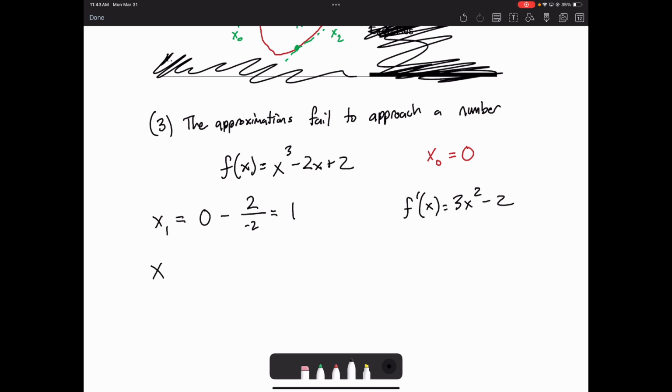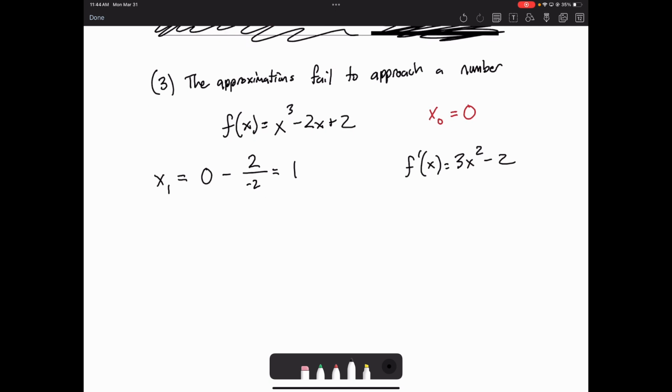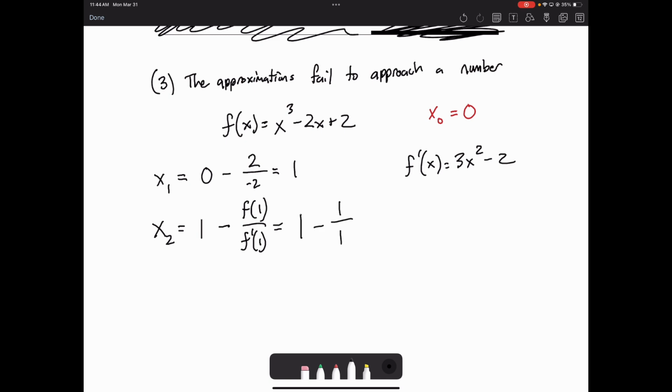Okay. So what's x sub 2? I get 1 minus f of 1 over f prime of 1, which gives me 1 minus, let's see, if I plug 1 in, 1 cubed is 1, minus 2 times 1 is 2, so I get 1 minus 2 plus 2, and just get 1. Okay, if I plug 1 into my derivative, I get 3 times 1 squared, so 3 minus 2 is 1. So I end up with 0.